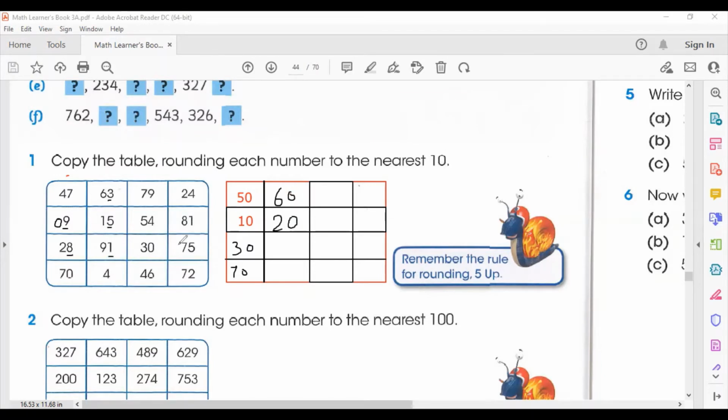91, 1 is less than 5. 94, 4 is less than 5, so it changes into 0. I told you, if there is no number, you put 0 here.